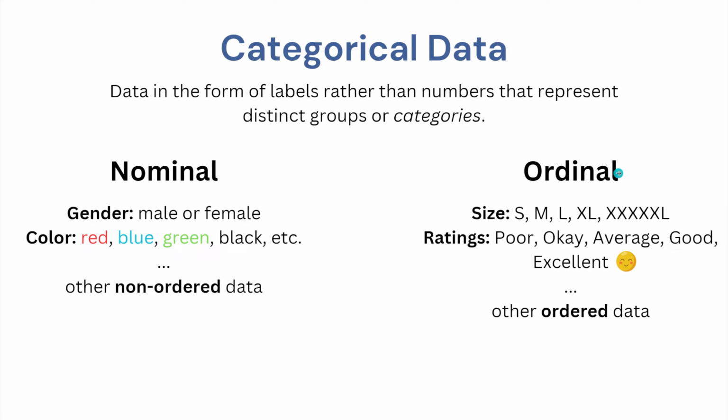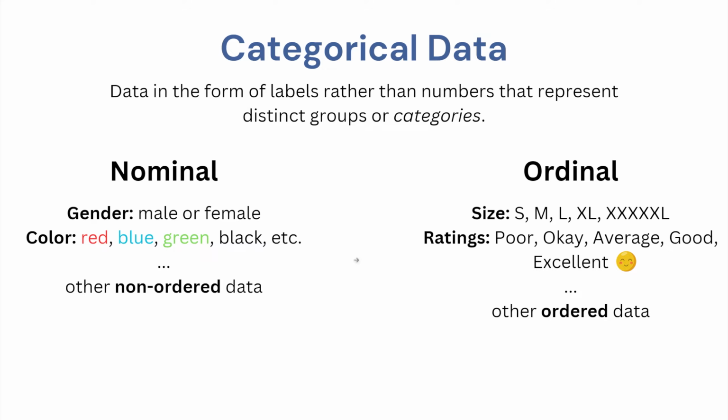But then you have ordinal data, which, like the name implies, is ordered. So you have something like the size, for example: small, medium, large, XL, XXXL. As you can see, there's an order that's implied. Medium is bigger than small, large is bigger than medium, XL is bigger than large. You get the point. Another example is ratings. If you have a ratings column with these different options, there's very clearly a hierarchy: poor, okay, average, good, excellent. Obviously, excellent is better than poor, so there is an order to these options. And that's literally it. That's the difference between the two types of categorical data, nominal and ordinal.